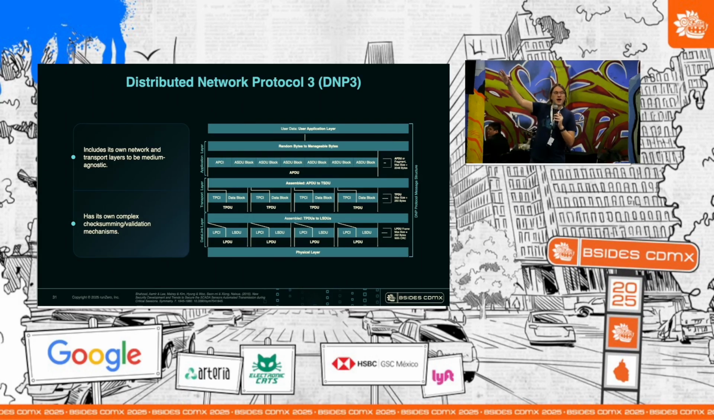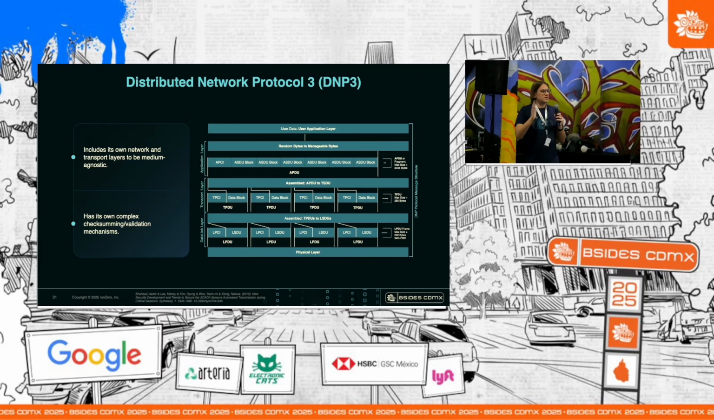So it defines, whereas Modbus just defined a very simple, here's my serial connection, I'm going to say this is the device I'm talking to, and here's the message, and I'm going to get one response back. DNP3 has its own entire link layer and session layer and application layer. So it's almost as complicated as the whole TCP stack.